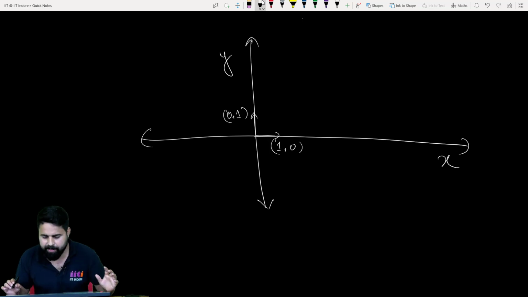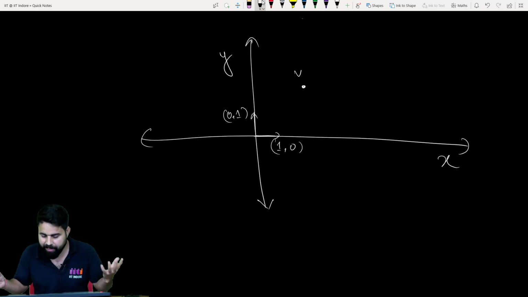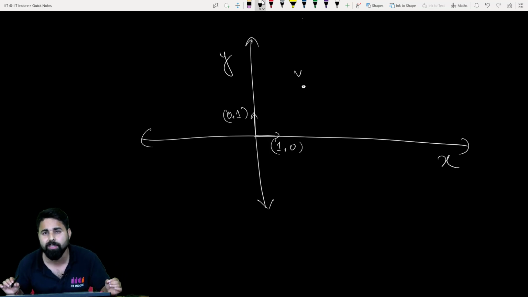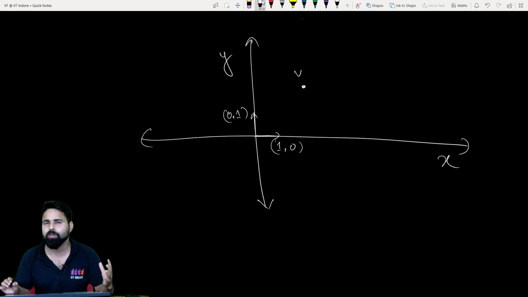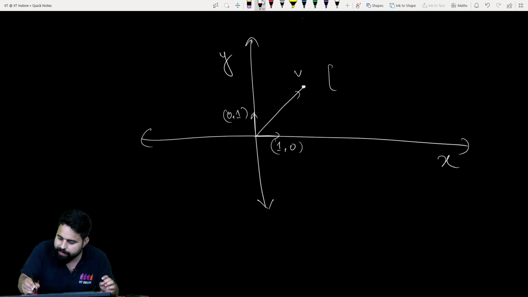Now, suppose I pick a point in this 2D plane, a point or a vector. Suppose this is your vector v, or a point, whatever name you suggest. It will have two coordinates. How will you find those coordinates? Let us go back to our school days. How were we finding it? This is our vector, and I want to know what its two coordinates will be.